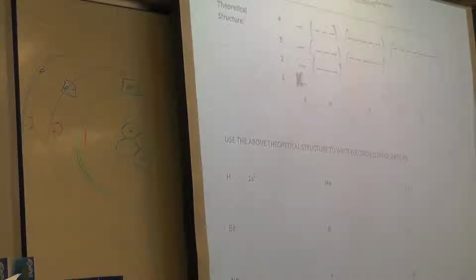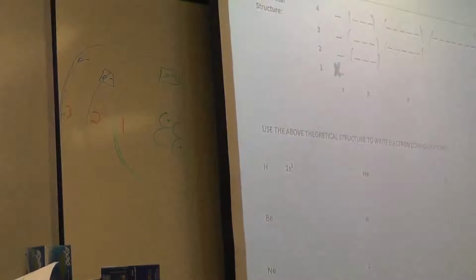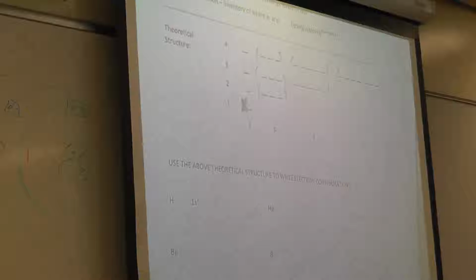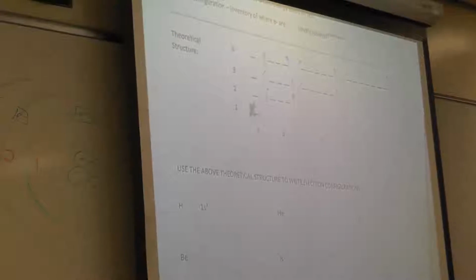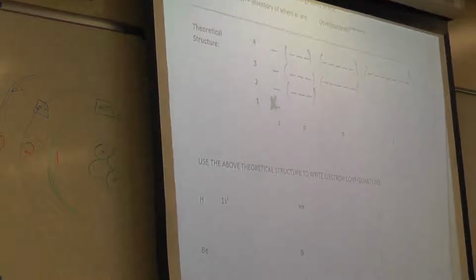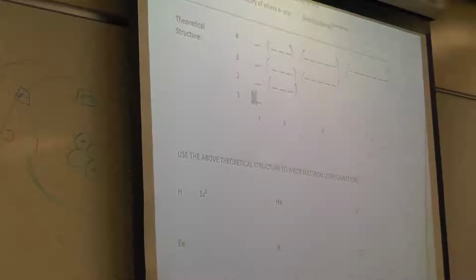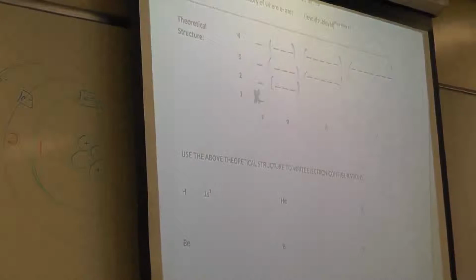The closest that that electron can get to the nucleus is right there. Lowest energy level, lowest energy sublevel that it can find. So hydrogen has its one electron on energy level 1 in an S sublevel. One electron present. So summarizing that diagram: on energy level 1, S sublevel, there's one electron there.